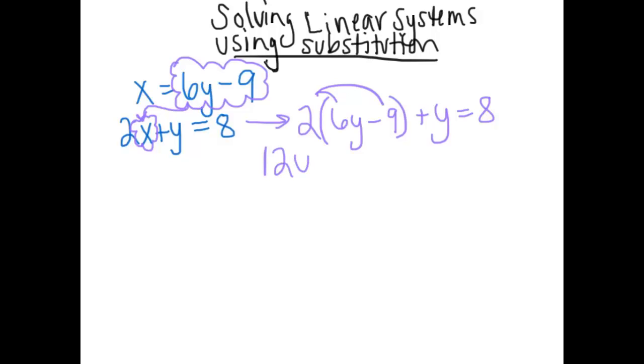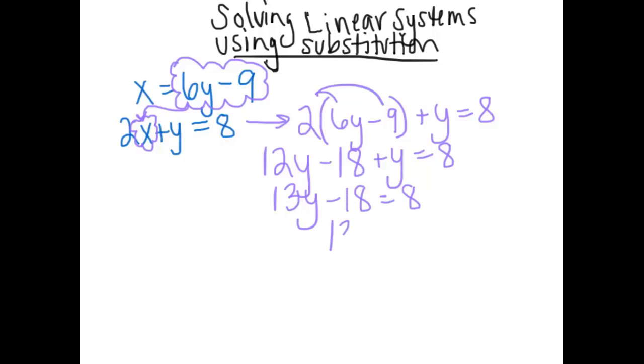We get 12y minus 18 plus y equals 8. 12y plus y gives us 13y. If we add 18 to both sides, we get that 13y equals 26, so y equals 2. Of course, to finish solving the system, we would have to plug back in and solve for x. But it's nice that x was already solved for in this first equation. x equals 6y minus 9.